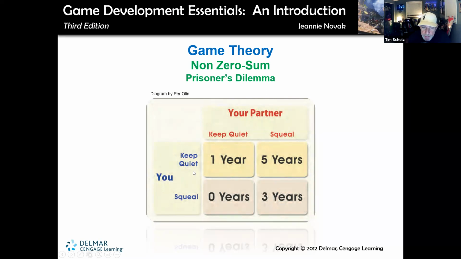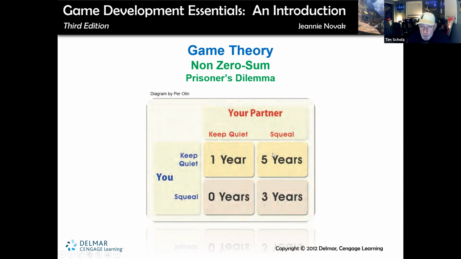If you both keep quiet and don't say anything, you're looking at 1 year in jail for the crime you've committed. If you decide that you're going to squeal on your partner, because you were the good guy and you said, nah, he did it all, I didn't, you just confess that he did it all. You don't even have to say anything about your involvement. Just confess that the other person did it.